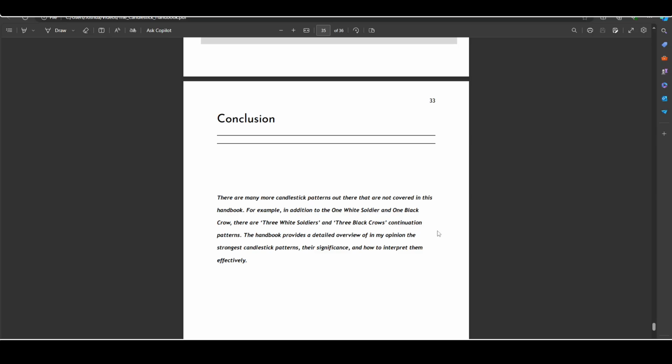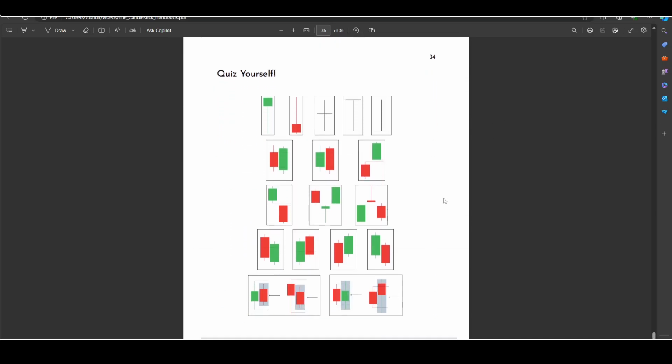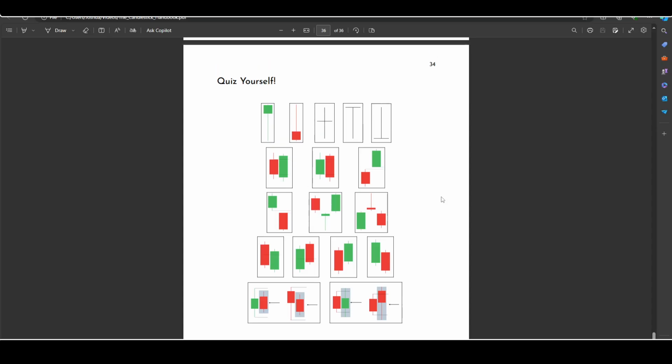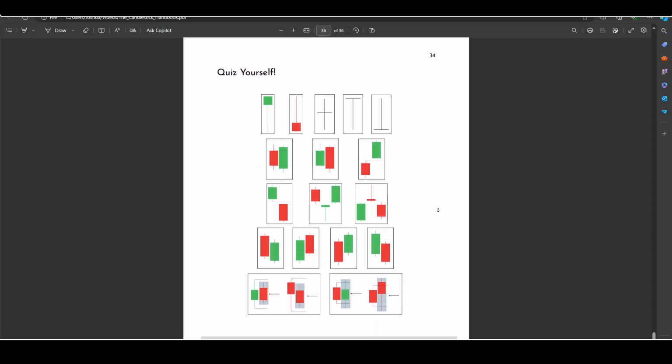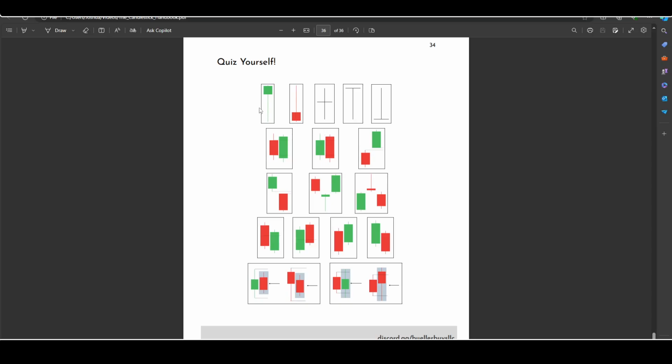The handbook provides a detailed overview of, in my opinion, the strongest candlestick patterns, their significance, and how to interpret them effectively. And you can quiz yourself. He even added a really cool end page here that goes over basically everything. You can just quiz yourself, go back through it. You don't even have to worry about the names not being here because you can just go through them now. So pretty cool of him to do that as well. So you can cut these up if you print this out or whatever you want to do.